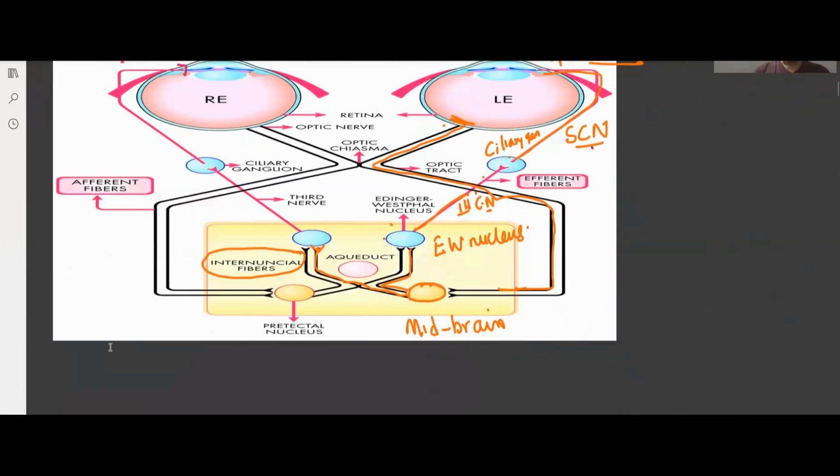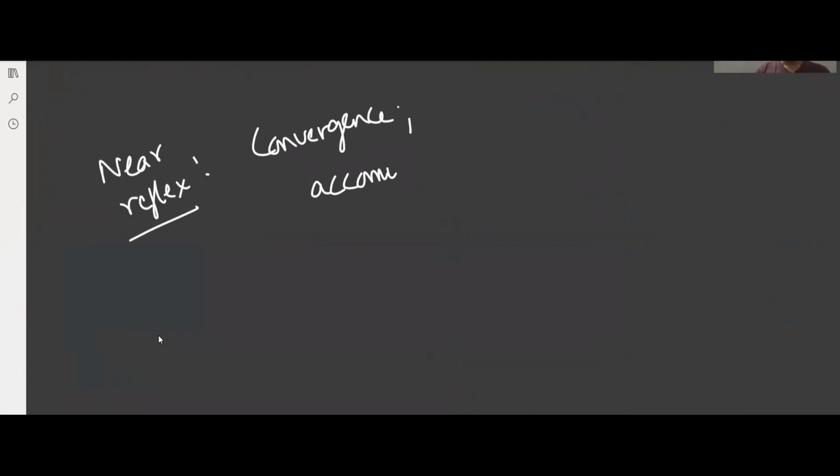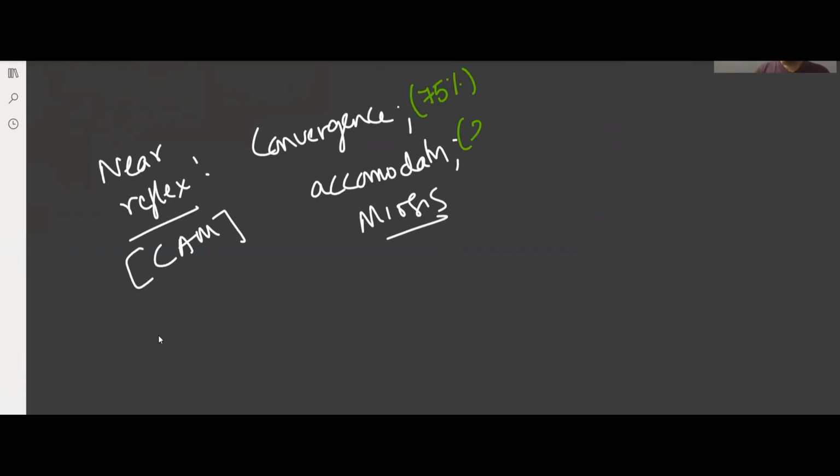Now speaking about the convergence reflex. I told you the near reflex has a triad of things: convergence, accommodation, and miosis. In the near reflex, convergence plays an important role. Convergence constitutes about 75% of the near reflex, and accommodation constitutes only about 25%.